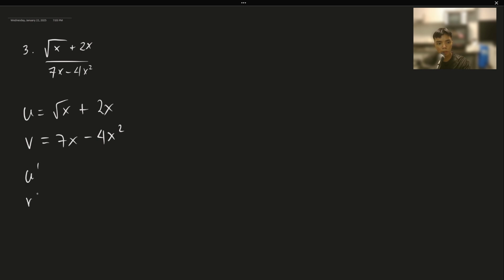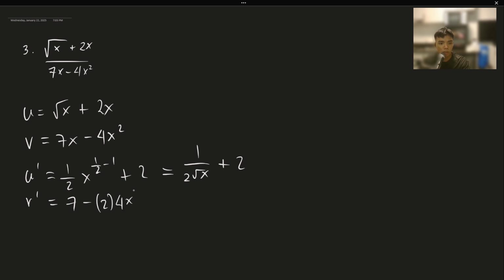Let's find u prime and v prime. Now, square root of x is simply equal to x raised to 1/2. So we can use the general power formula. So that's 1/2 times x raised to 1/2 minus 1. And plus 2x becomes plus 2. This simplifies to 1 over 2 square root of x plus 2. For v prime, 7x becomes 7, and then you can use the general power formula for negative 4x squared. So 2 times 4x raised to 2 minus 1. This simplifies to 7 minus 8x. So now we have our u, our v, our u prime, and our v prime.